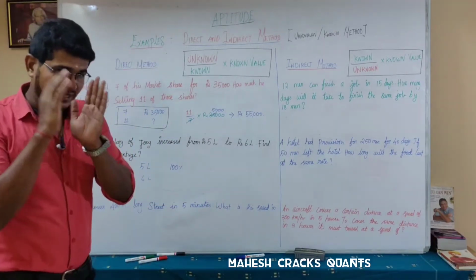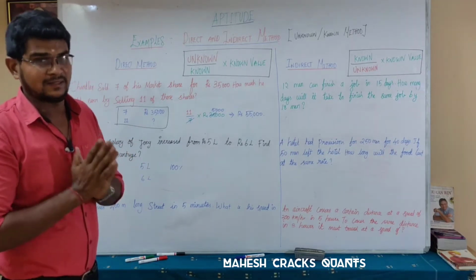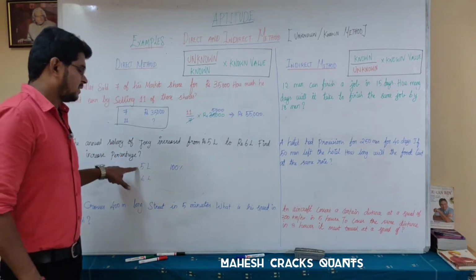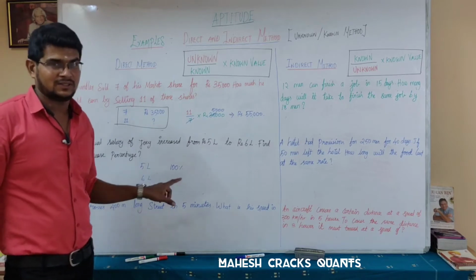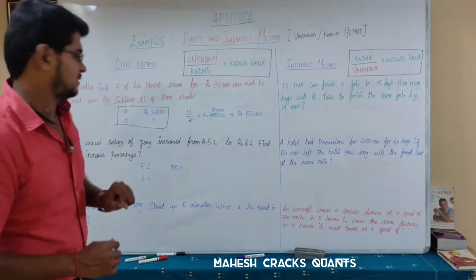From where will you increase a number or percentage? Always from 100. So 100 percentage is 5 lakh. 6 lakh is what percentage? If you find out that answer, then automatically you will get the increase percentage.